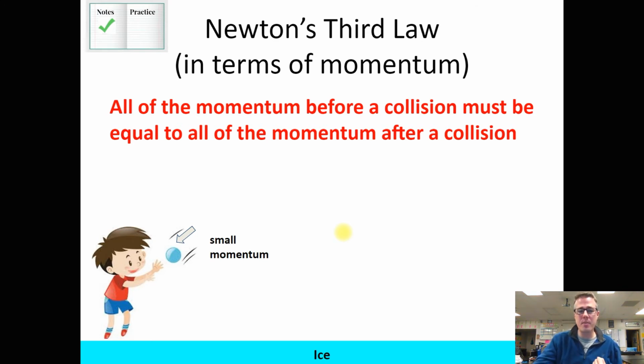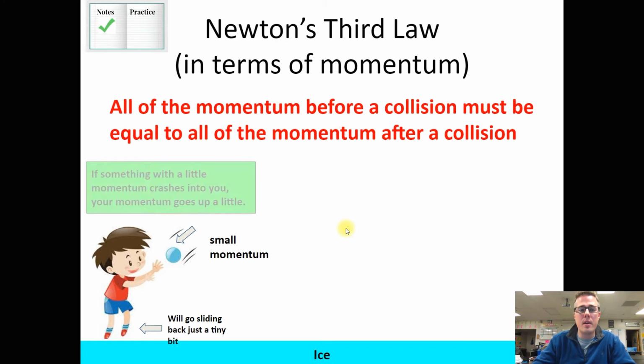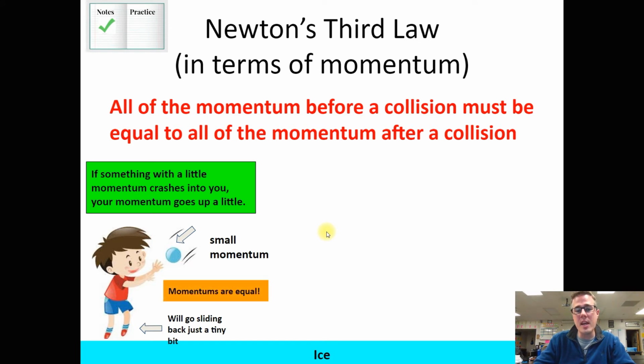When the boy catches the ball, all that momentum has to go somewhere, and it's going to go into the boy. He's going to start sliding back because the momentum got transferred into him, and that's going to come out in the form of him moving. If something with a little bit of momentum crashes into you, your momentum will go up a little. But the point is that all the momentum is equal. Before the crash, it was all in the ball. After he caught it, that's the crash. Now it's in the boy and the ball, and they go sliding. That's where all the momentum is after that.